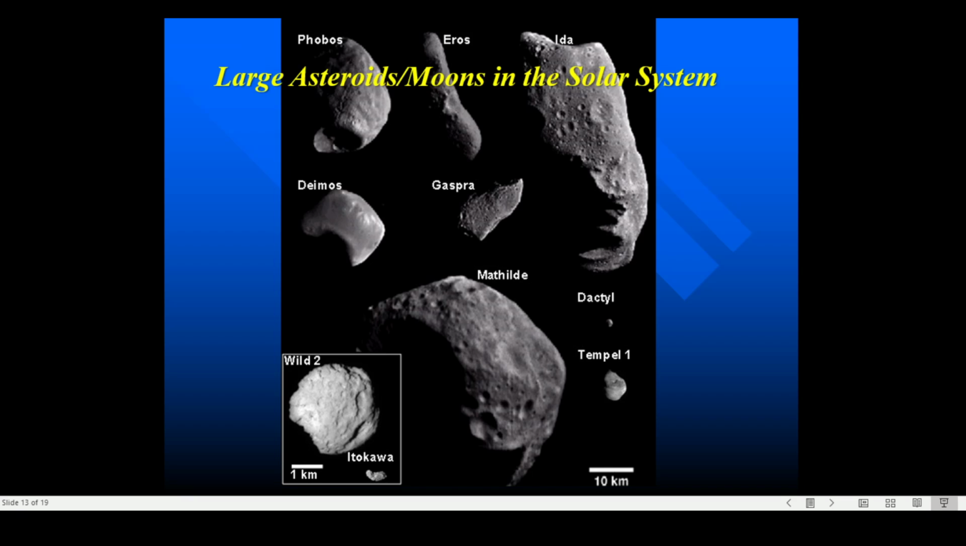Here are examples of some more famous asteroids in our solar system. Technically, on the left, you'll see Phobos and Deimos. Those are technically considered moons of Mars.